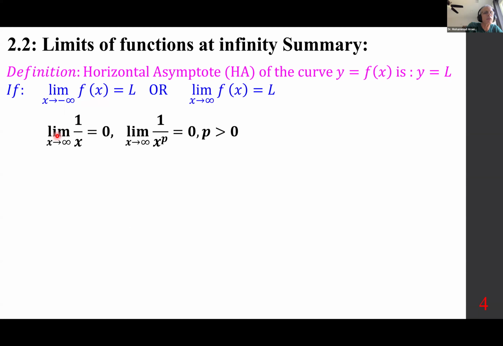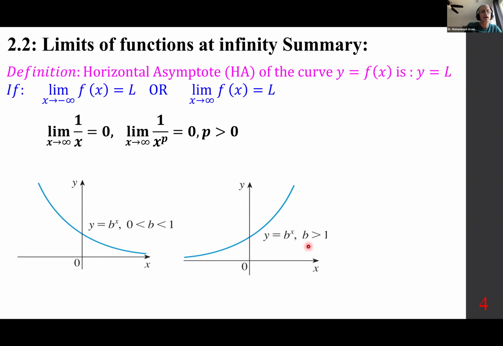These functions you may remember: the limit of 1 over x as x approaches infinity is 0. The limit of 1 over x to the power of p as x approaches infinity is 0 for p larger than 0. We did this for sequences, which means in both cases, the horizontal asymptote has the equation y equals 0. Now, an exponential function y equals b to the power of x, where b is larger than 1, is called exponential growth, and looks like that. And when b is between 0 and 1, it is exponential decay, and looks like that.